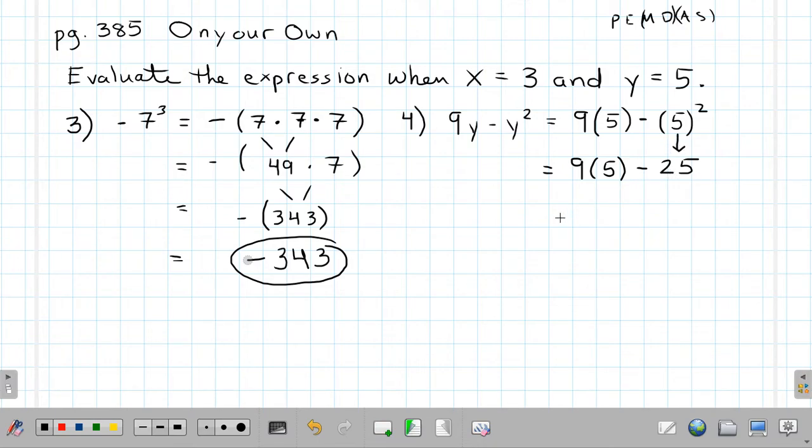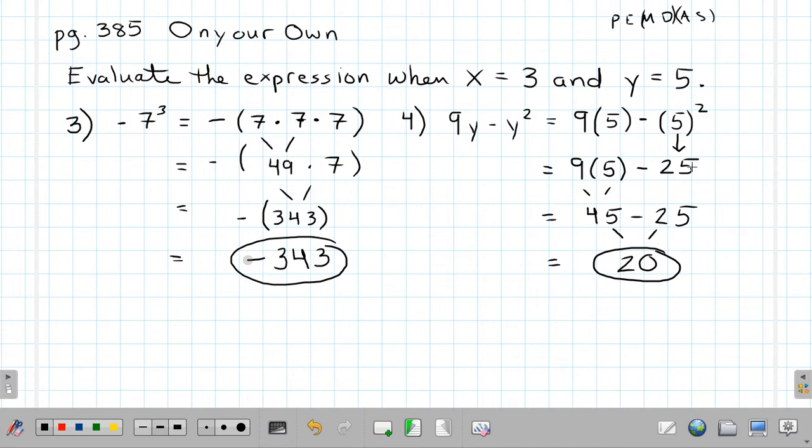5 squared is 25. Now we go and we see we have multiplication and subtraction. Okay, so with multiplication and subtraction, which comes first? Well, multiplication does. So we've got to do the 9 times 5 next, which is 45. And then lastly, we just have subtraction. So obviously that's the last thing we've got to do. And 45 minus 25, the answer to this one you should have got is 20.